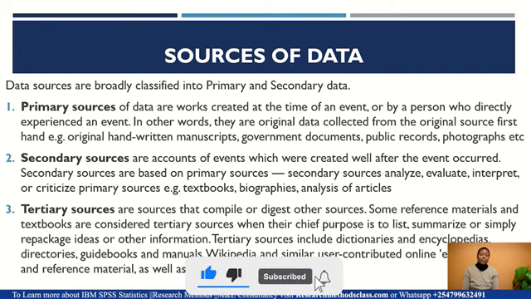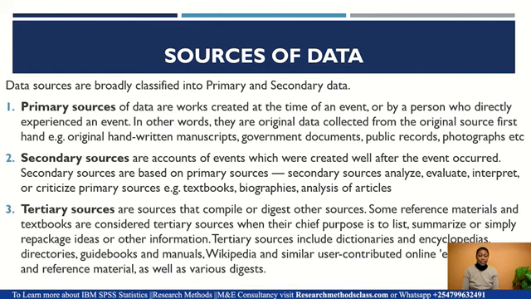We mainly have 3 broad sources, and the 3 are: primary sources of data are works that are created at the time of an event or by a person who directly experienced an event. In other words, primary sources are original data that is collected from the original source firsthand. For instance, original handwritten manuscripts, government documents, public records, photographs, etc.